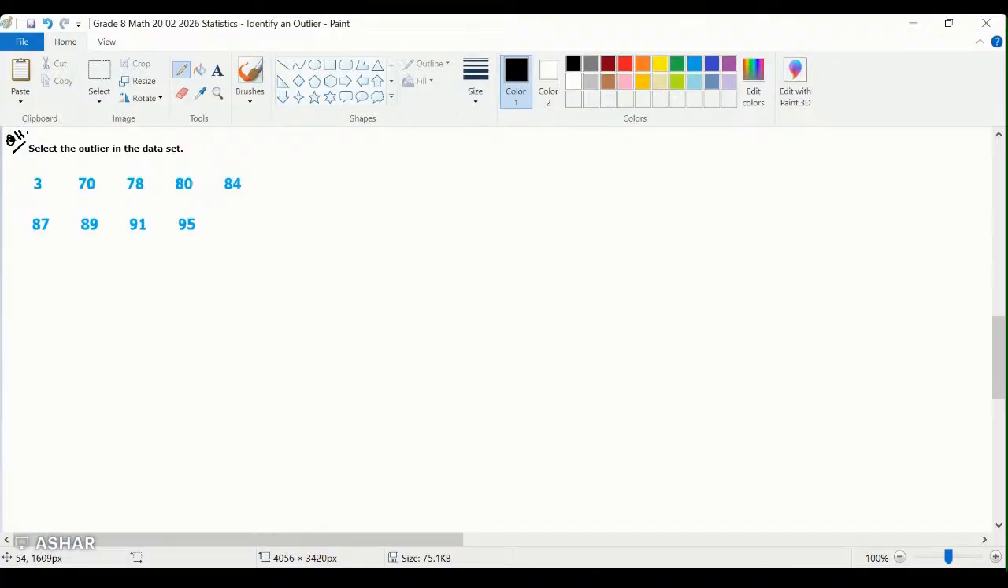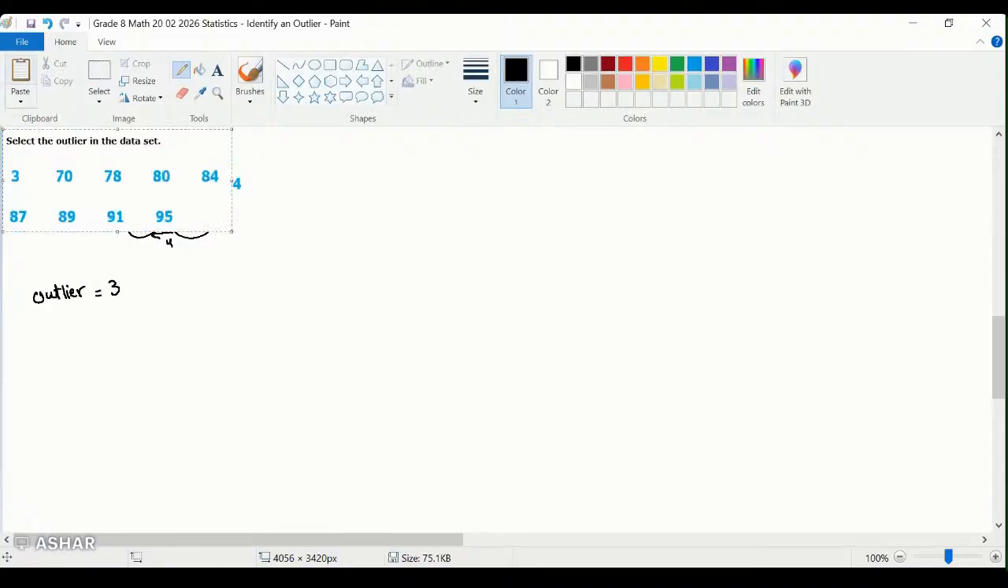We always look at the smallest number, largest number, the second number, and the second last number. We know the difference between these two numbers was 4, and the difference between these two numbers was 67, right? So which number is furthest away? 3 or 95? We can say the outlier would be 3. Agreed? Because 3 is very far away from 70. There's a huge gap. Agreed?